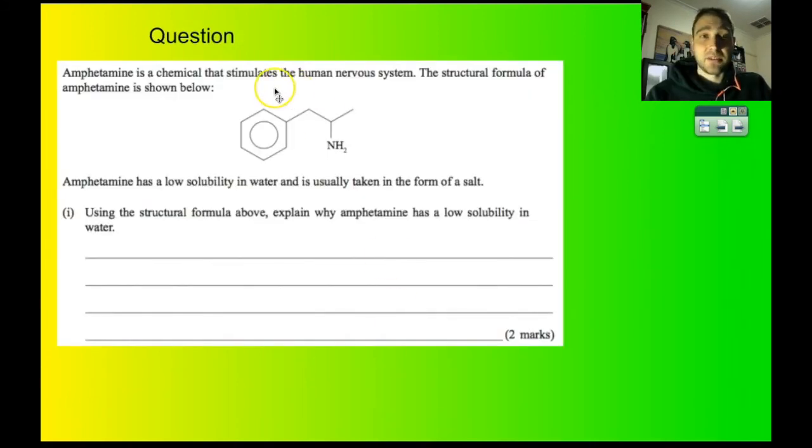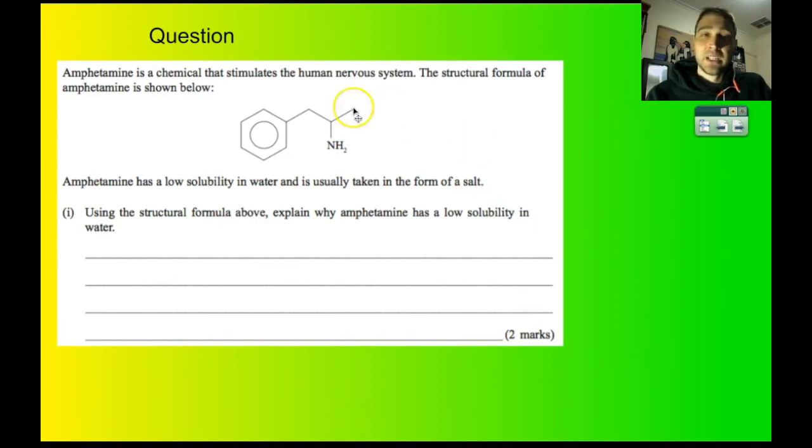So here's an old exam question. So here we have amphetamine. Amphetamine has low solubility in water and is usually taken in the form of salt. Using the structural formula above, explain why amphetamine has a low solubility. Now, the key is it's low solubility, not insoluble. And the other key is this is for 2 marks, so we need to have 2 ideas that we're talking about here.